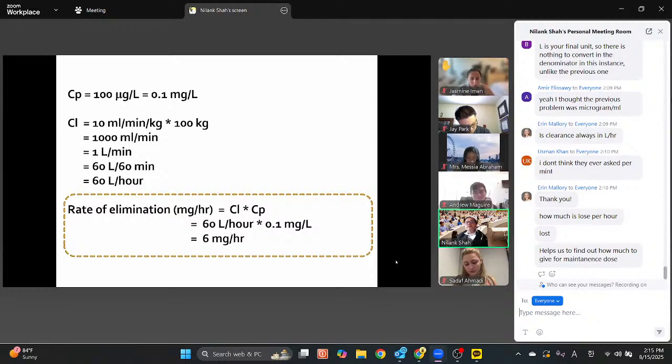Okay, all right. Now I have a question raised. Jasmine, go ahead. I just wanted clarification. How do we go from 100 micrograms per liter to 0.1 milligrams per liter?